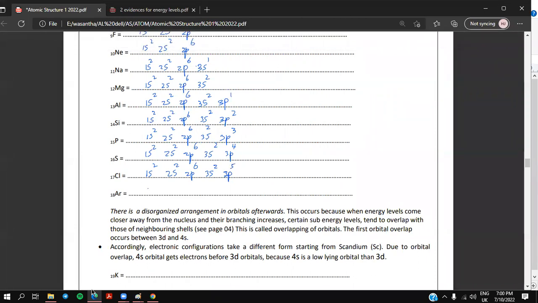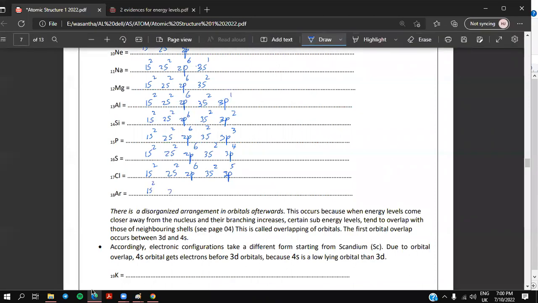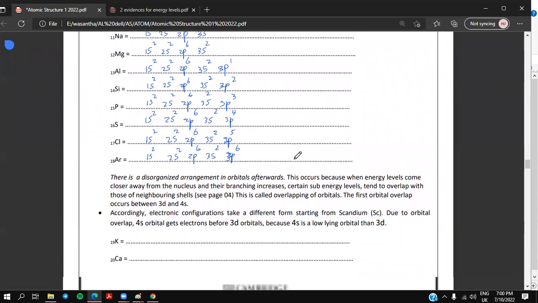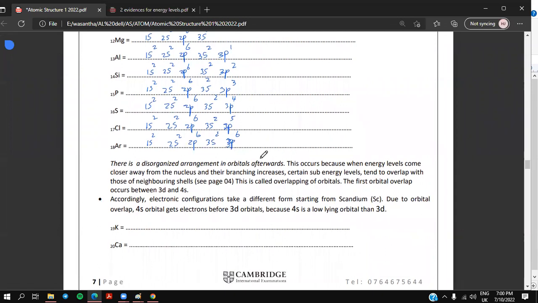Argon. 1s2, 2s2, 2p6, 3s2, 3p6. Okay, we have filled the maximum number of electrons for the p subshell, 3p. I asked you to write the electronic configuration for the first 20 elements, but I have done only the first 18. Well, afterward, there are some notes to look at.